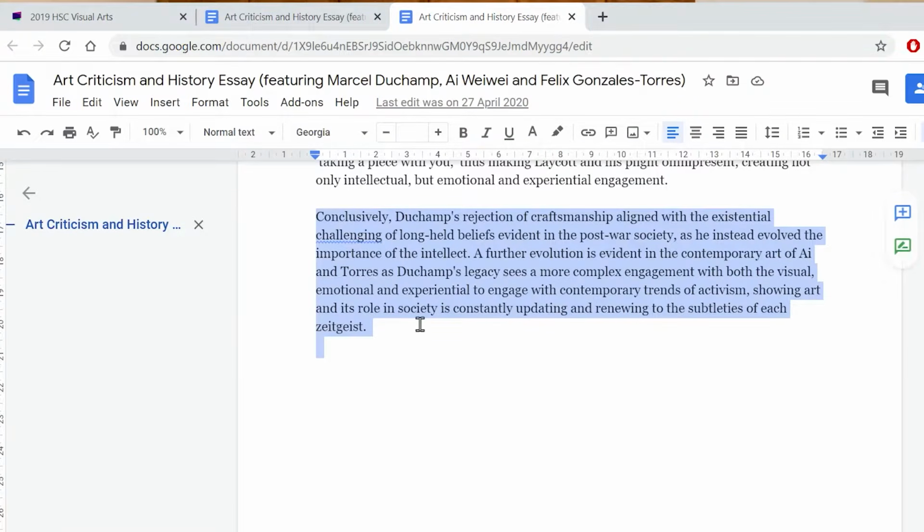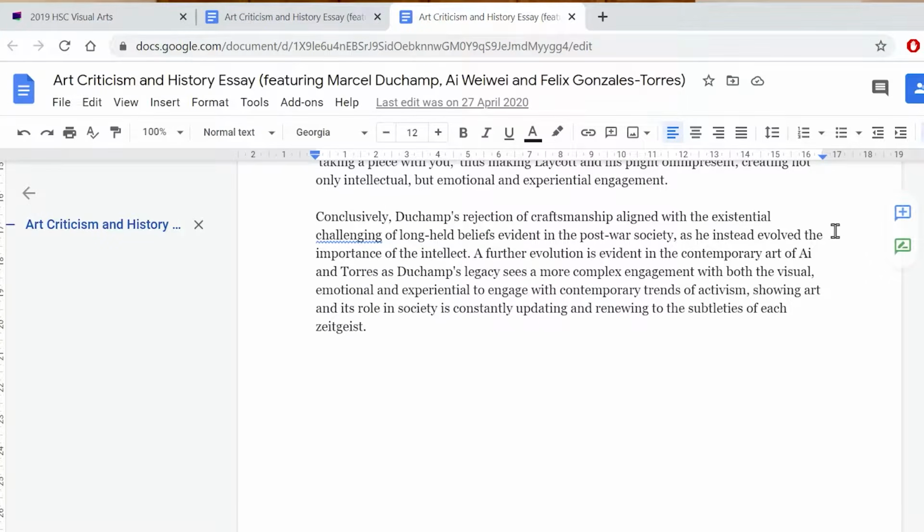Finally, the conclusion. The conclusion is just like other subjects. You just want to make sure you're addressing all your artists, the ideas explored, and the question. Let's have a look at a conclusion for the frames question. Conclusively. Well, that's not a word that I usually use when starting conclusions, but it's fine. Duchamp's rejection of craftsmanship aligned with the existential challenging of long-held beliefs evident in the post-war society, as he instead evolved the importance of intellect.